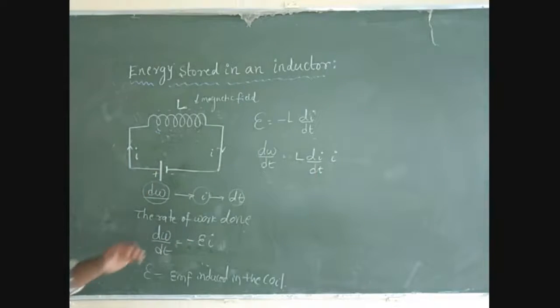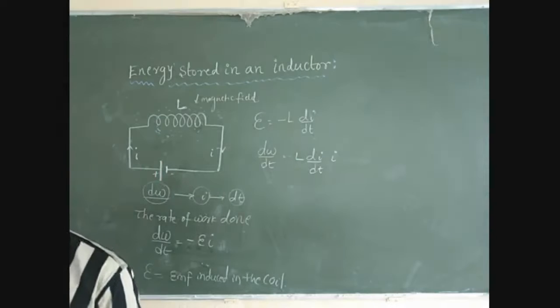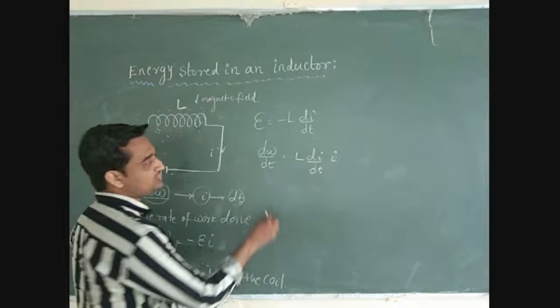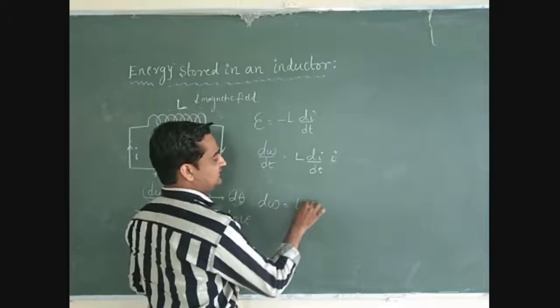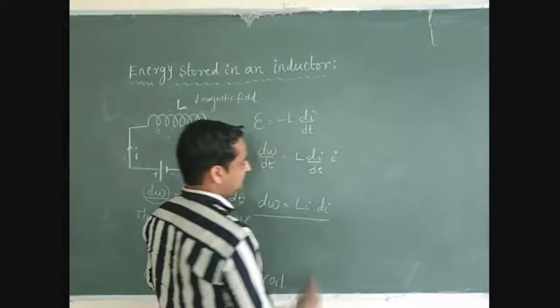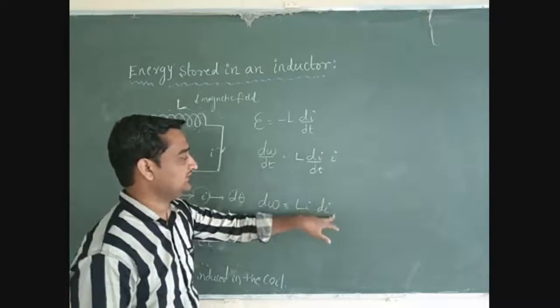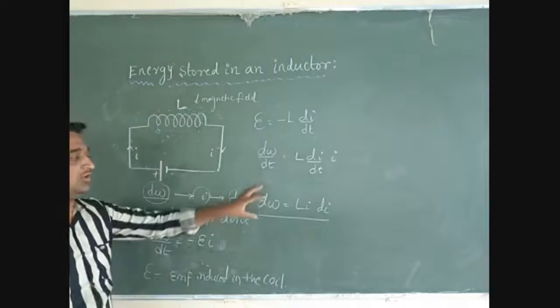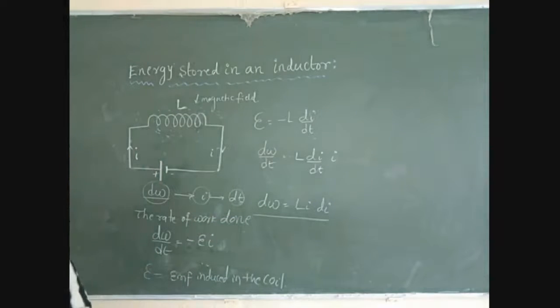So the rate of work done is equal to what? L into di by dt into I. Therefore dW is equal to L into I into di. So this is the dW we have got here. dW is equal to L into I di. This is the small amount of work done to establish the current I.